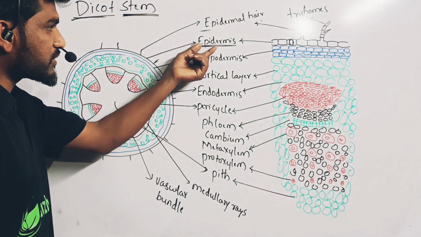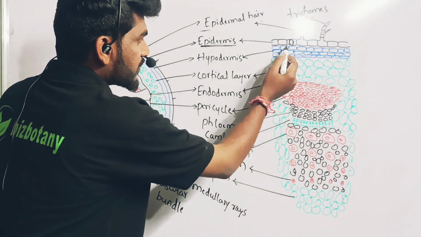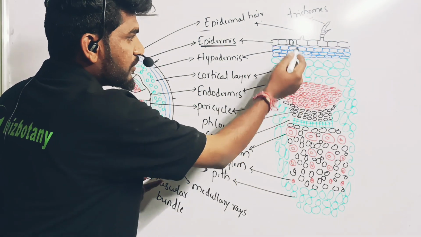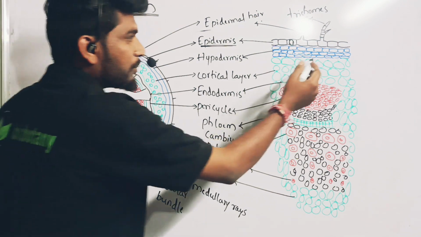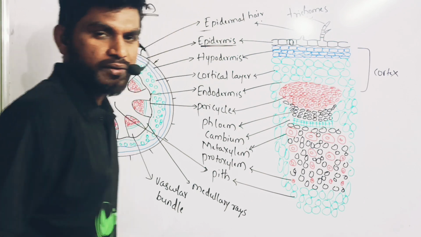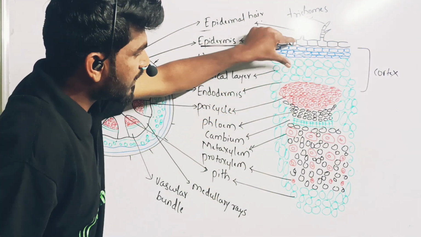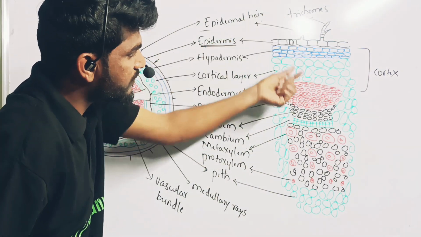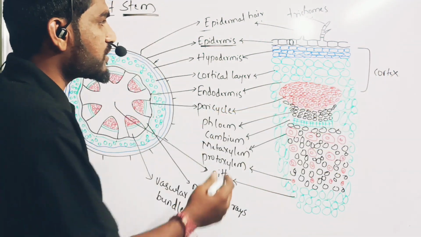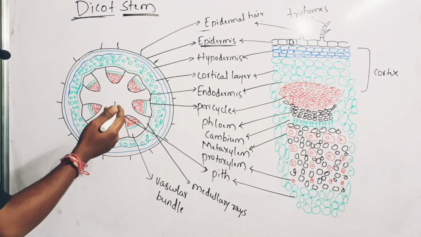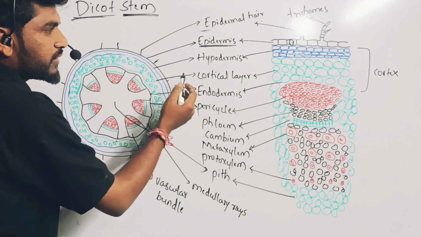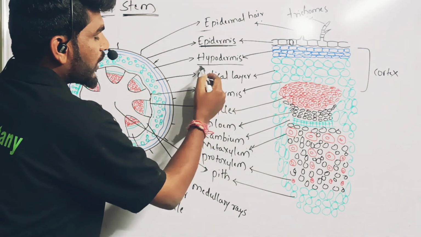Below the epidermis, in between the pericycle and epidermal layers, a few layers of cells will be present. This complete part we call the cortex layer. The layers of cells present between the epidermis and the pericycle we call the cortex region, which usually consists of three layers. The one present exactly below the epidermis, we call the hypodermis.